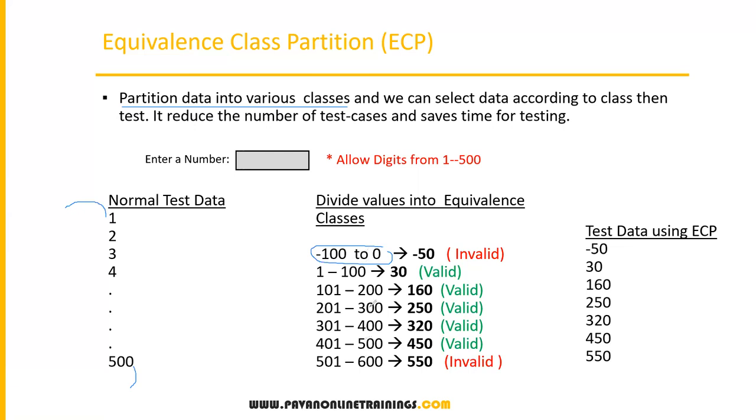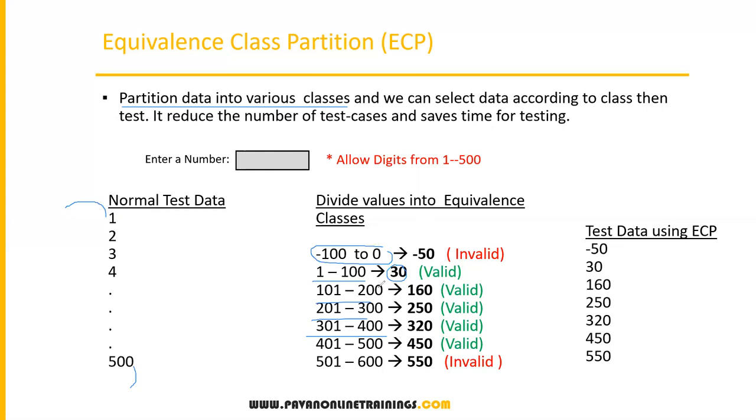So once you have divided, now in each and every class, every group, we will take one value. Let's say from 1 to 100, let us take 30. Any number between 1 to 100 you can take. If 30 is allowed, it means all the numbers from 1 to 100 will be allowed. So we are just testing with one value. We don't need to test with all the numbers from 1 to 100. Just take one value from that class and then test it.